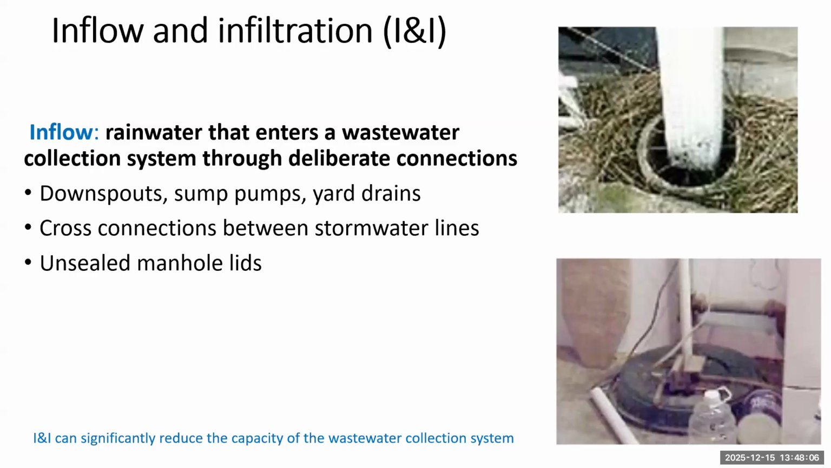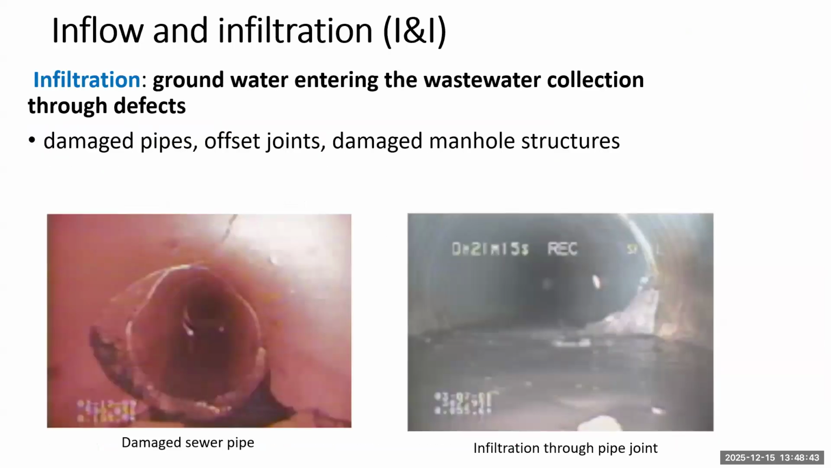On the bottom right of your screen is a sump pump. Groundwater that seeps into basements is pumped out through the sump pump, and it's not supposed to be connected to the sanitary sewer, but it often is. A lot of that is done innocently, some not so innocently. You can also have cross connections directly with the stormwater system. Another source is just water pouring into a manhole. If you don't have a well-sealed manhole, rainwater or floodwater can pour in.